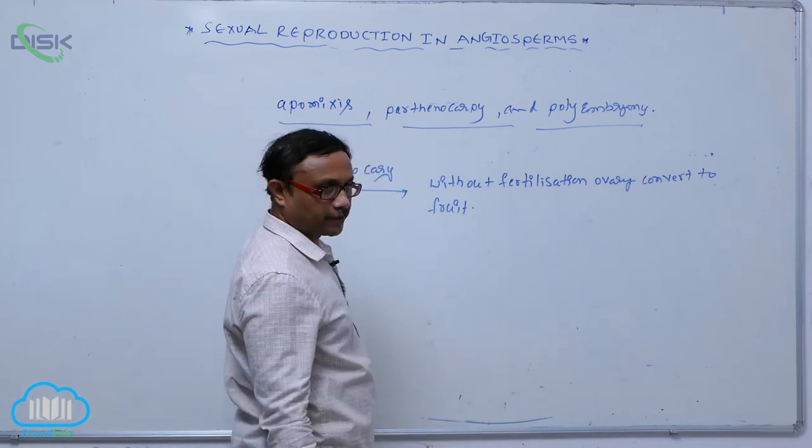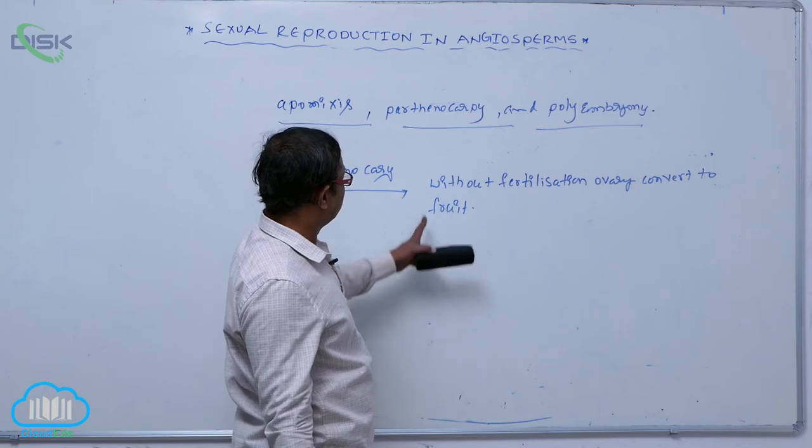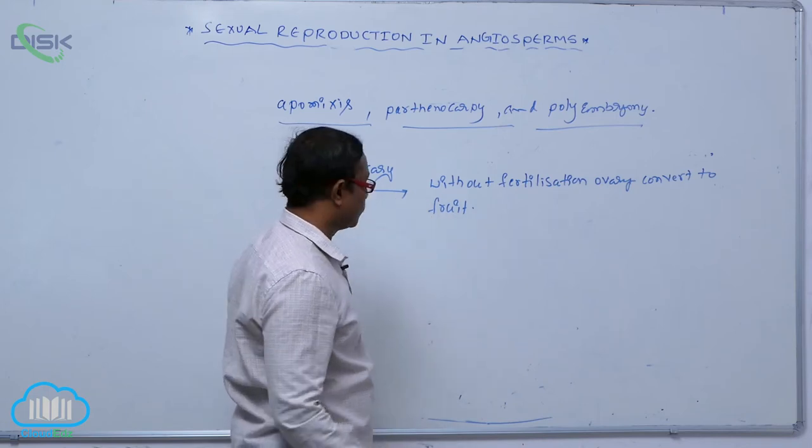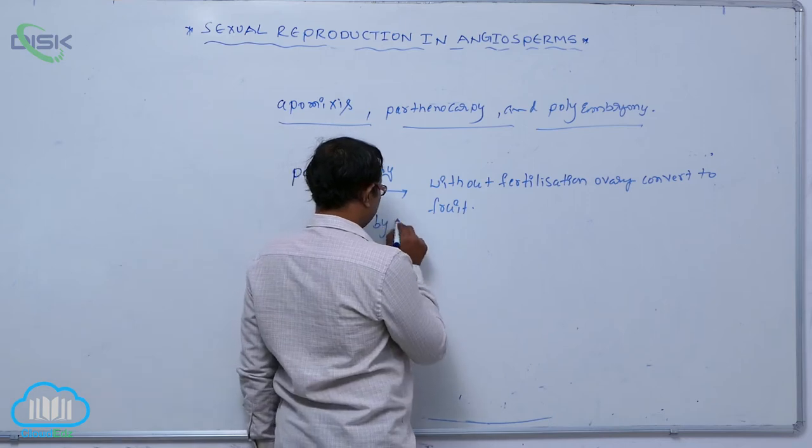Generally, ovary is converted to fruit. But in some plants, without fertilization, ovary converts to fruit. That is known as parthenocarpy.